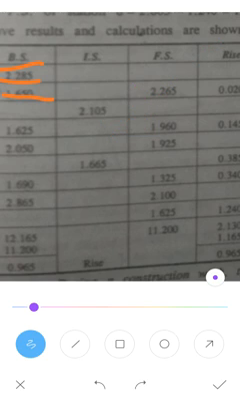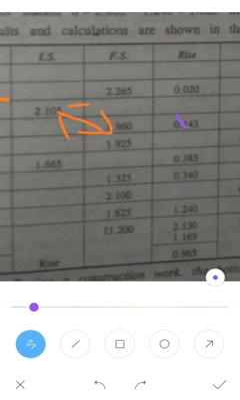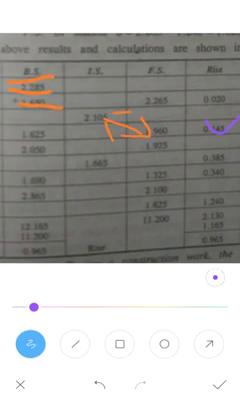Okay, so next is the difference between 2.105 and 1.965. It is a positive value. 2.105 minus 1.965, you will get 0.145. So it is a positive value, that's why you are writing it in the rise column. Okay, then these two are finished.